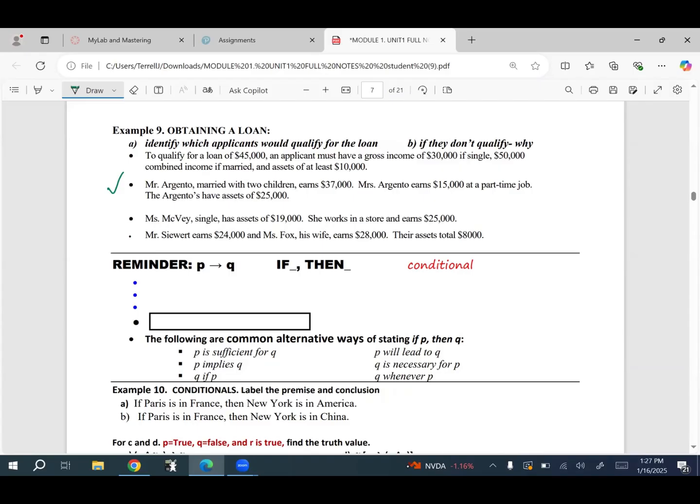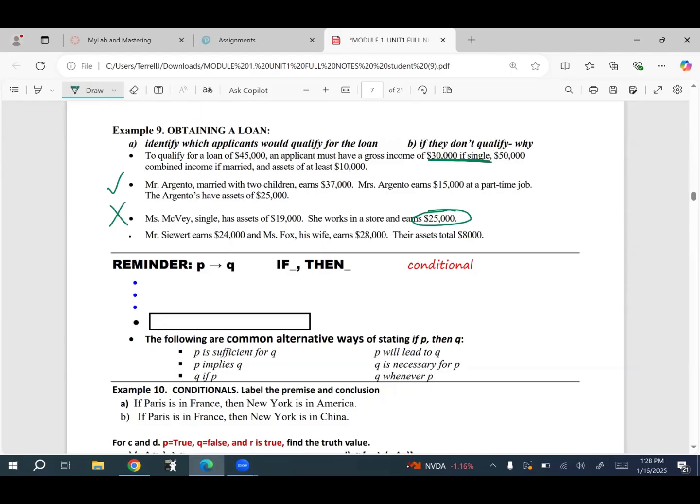Let's look at the next one. Miss McVeigh is single and has assets of 19,000, and she works in a store and earns 25,000. Would she qualify? I'm just going to circle this. You need to make at least 30,000 if you're single. So this, I'm going to put an X, does not qualify. Good. She does have enough assets, but it's just the income.